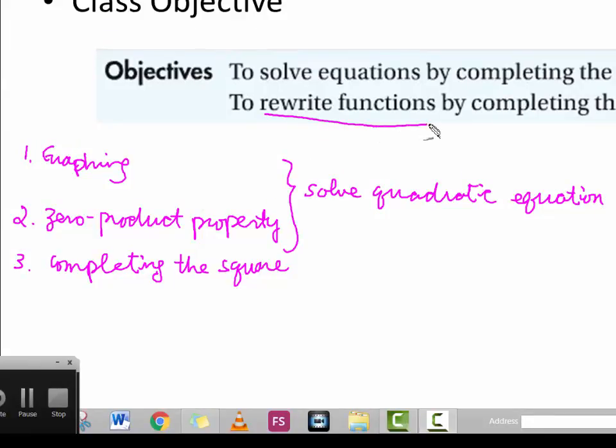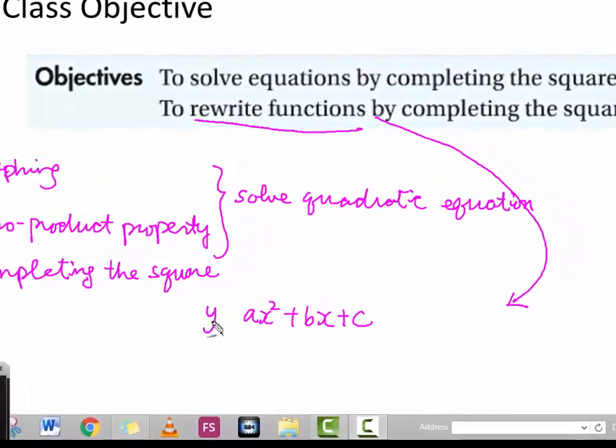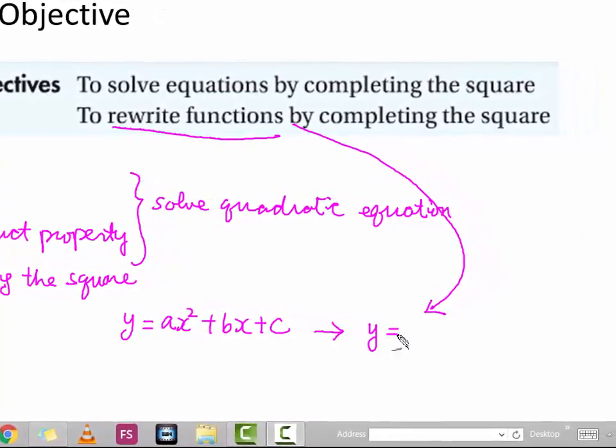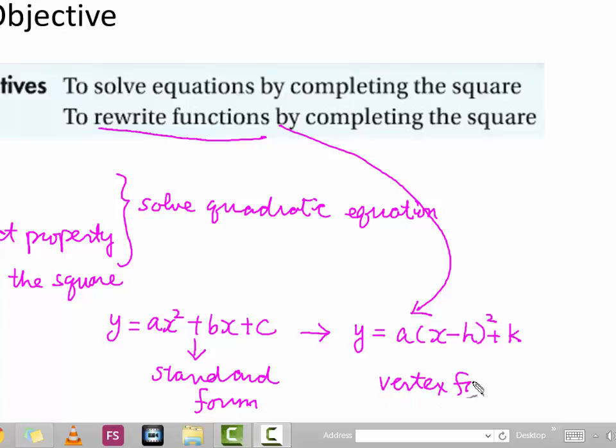And when we talk about rewriting functions, we can learn how to change the standard form of a quadratic equation, which is ax squared plus bx plus c, to a vertex form, which is y equals a(x minus h) whole squared plus k. So we're going to rewrite the function in standard form to vertex form by completing the square.